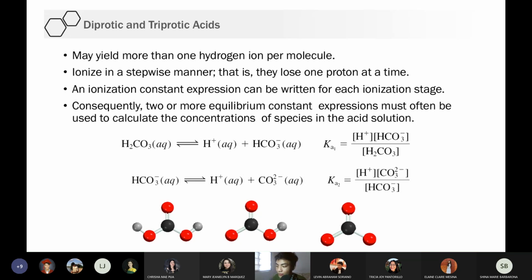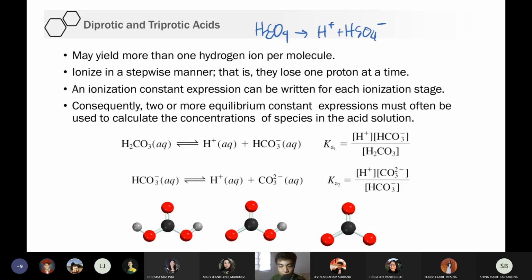Okay, so ganito. Our diprotic and triprotic acids can yield more than one H. No? So, pag diprotic, dalawang H mapoproduce nila. Pag triprotic, tatlong H plus mapoproduce nila. However, the ionization of diprotic and triprotic acids are stepwise in manner. Okay? So, when you say stepwise, isa-isa yung pagbaklas ng H. Suppose you have H2SO4. So the first ionization will remove only one H plus.